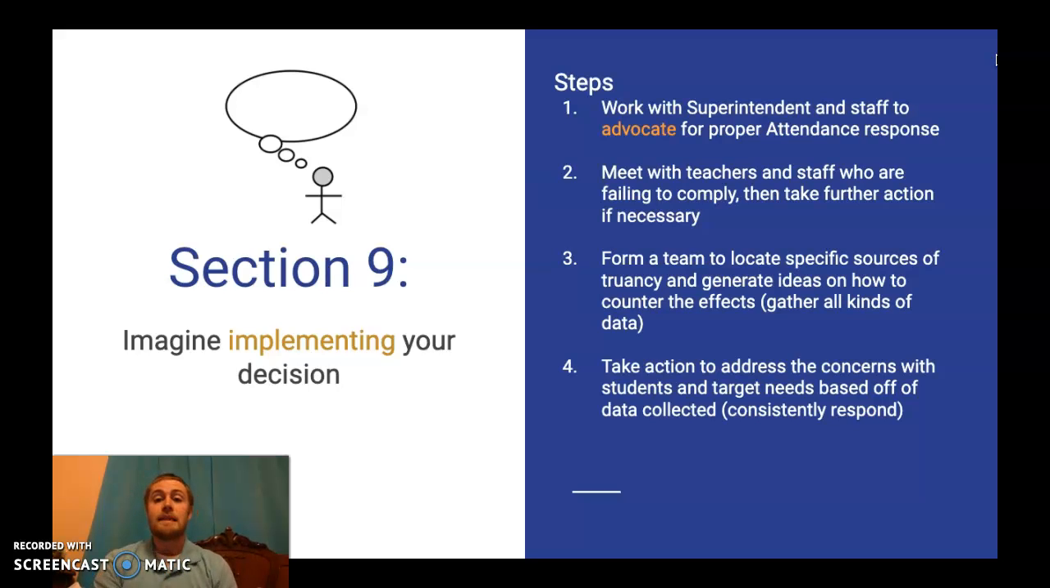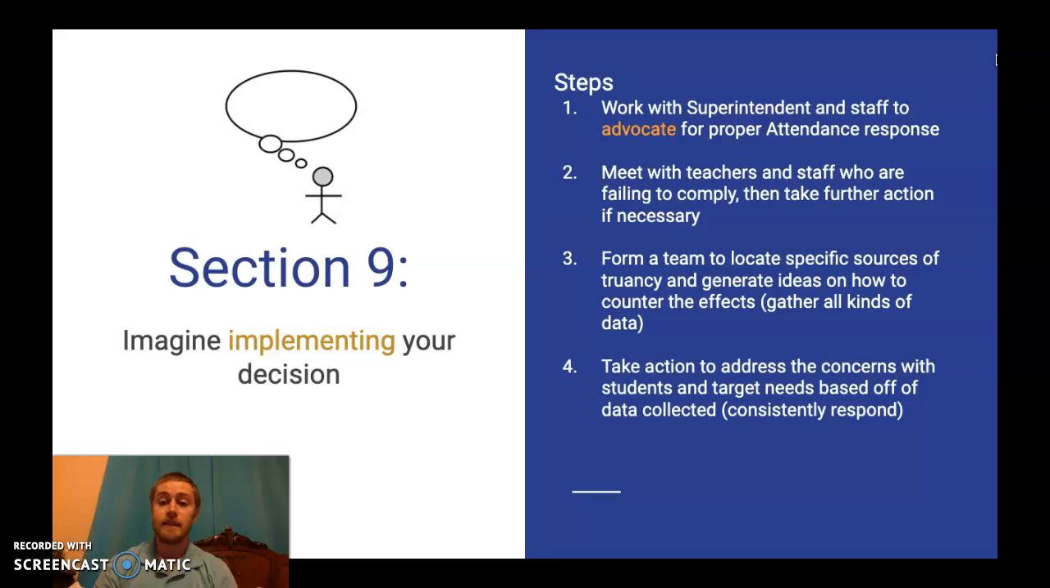Next, I want to form a team to locate specific sources of truancy and generate ideas on how to counter the effects. So gather all kinds of data like I mentioned, whether it's perception data from the students and parents on why they are not putting value on attendance, what are the reasons that they are not attending school. And I also want to look at student achievement data and again see if there's a trend that we could prove with hard evidence that this is affecting our school in multiple ways.